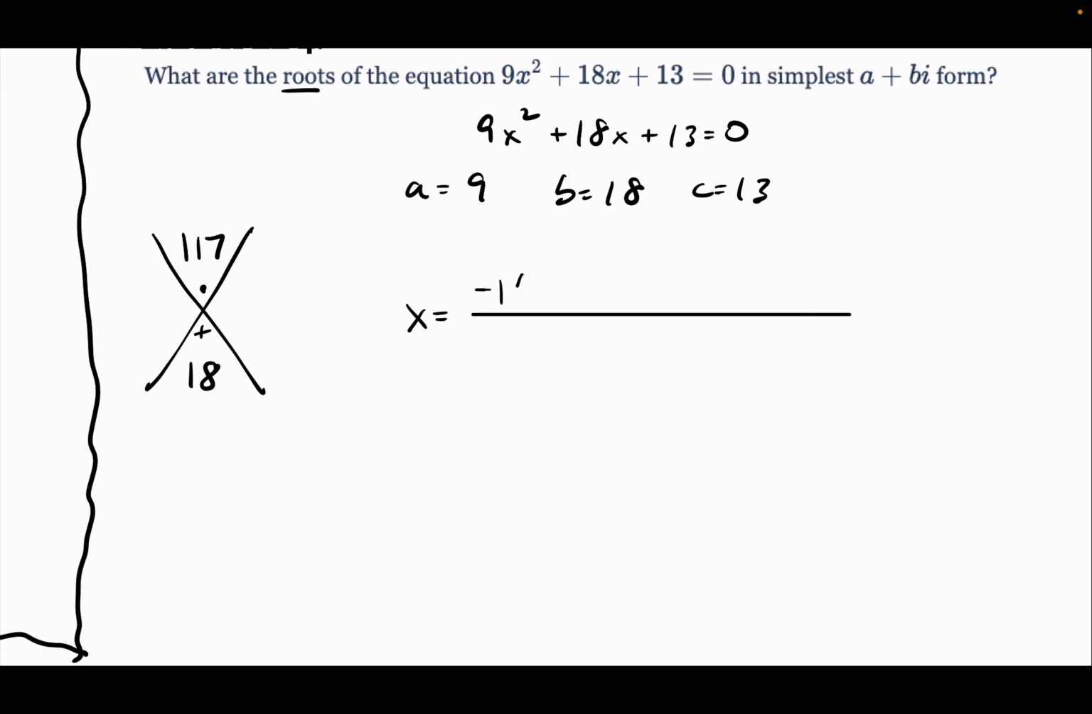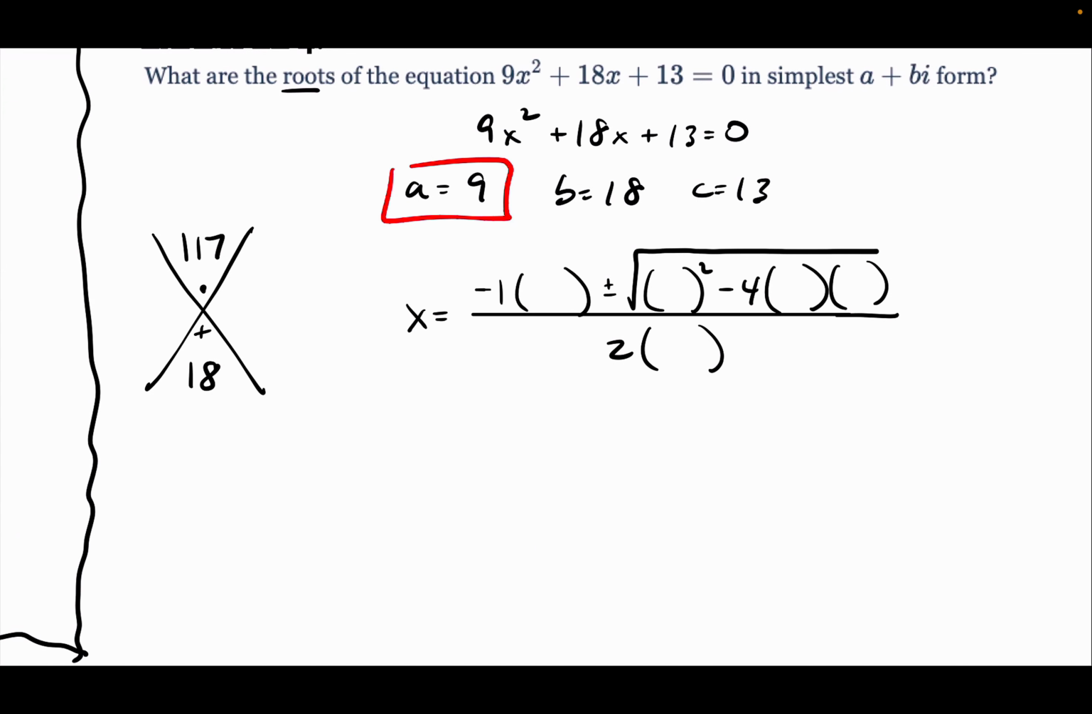So -1, okay, so A goes next to the 4 and next to the 2. B goes in the first 2 parentheses. C goes in the only one that's left, the only spot that's left.